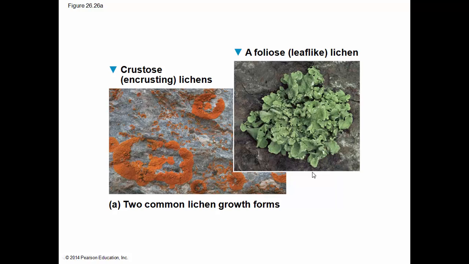Lichens are neat. You can find them if you go for a walk in the woods. You can find them all around. They grow on trees. Where they grow on trees, it's an indication of good air quality. If you have trees in your yard that have lichen, it suggests that you have good air quality in your area.